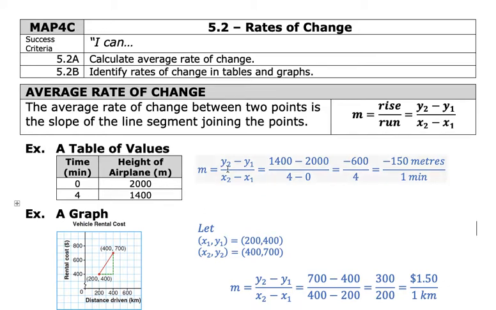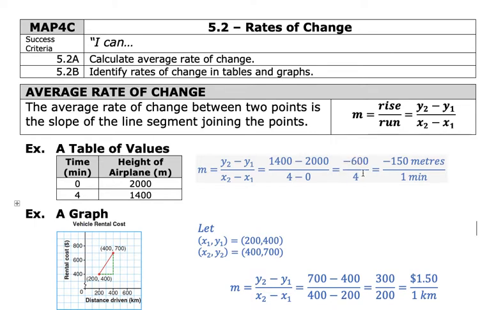So the slope, which is y2 minus y1, the change in height, and the change in height is 1,400 minus 2,000, versus the change in time, which is 4 minus 0. When we evaluate this, this is not as helpful as having the unit rate. This is just a rate. This is minus 600 meters for every 4 minutes.